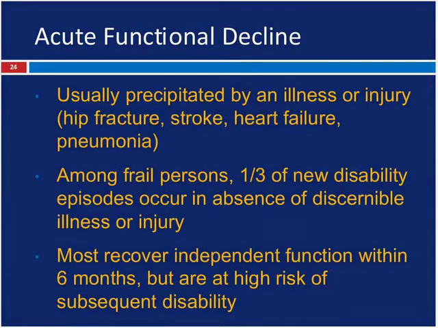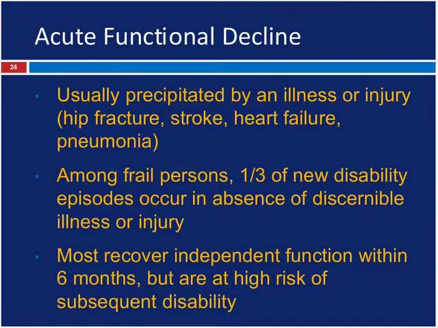Lastly, acute functional decline in this population is usually precipitated by an illness or injury, and it could be a significant event such as a hip fracture or a stroke or heart failure, pneumonia leading to hospitalization. And I'm sure we're all aware of the substantial decline that can occur in a hospital setting with one of these disorders.